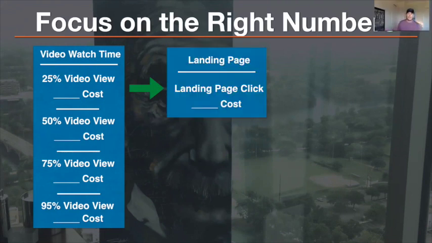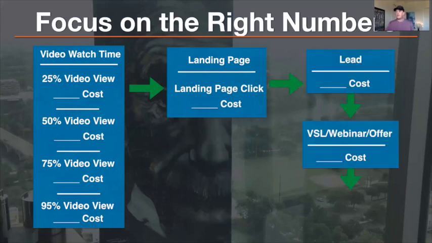And what's better? Is it better to send someone to our landing page for a dollar, or is it better to have someone watch a 95% video? What we're doing is we're always filling in these costs. Maybe it's a dollar to watch our entire video and it costs 50 cents to go to our landing page. Okay, that's great, so it's cheaper to go to our landing page, but it costs $7 to get a lead. Do I want 7 people watching my video or 1 lead? I think I'd rather have 7 people watch my video.